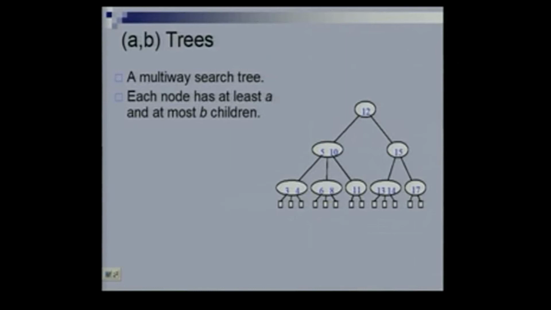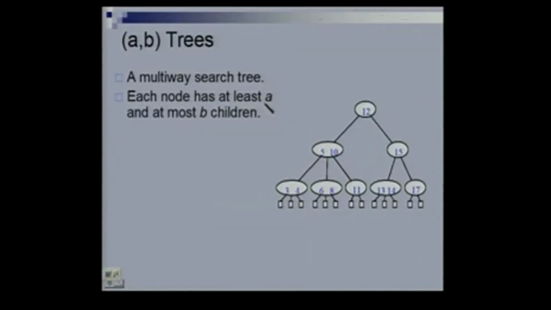If it has at least A children and at most B children, then how many keys are there inside? A minus 1 to B minus 1. If it has A children, then it has A minus 1 keys. If it has B children, it has B minus 1 keys. So, the number of keys is between A minus 1 and B minus 1, right.